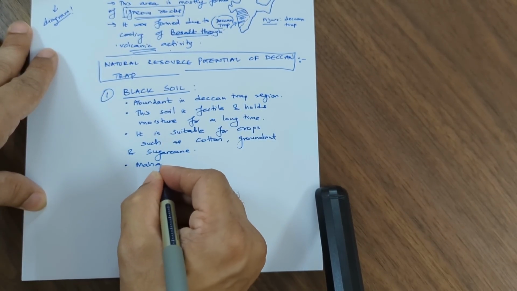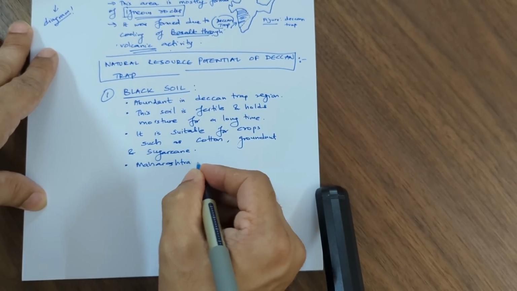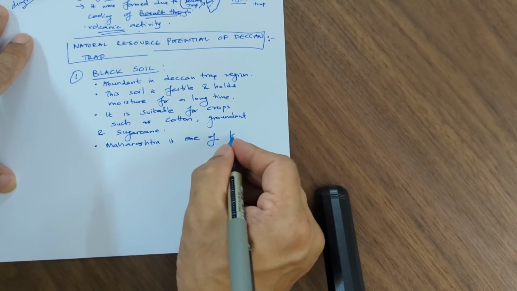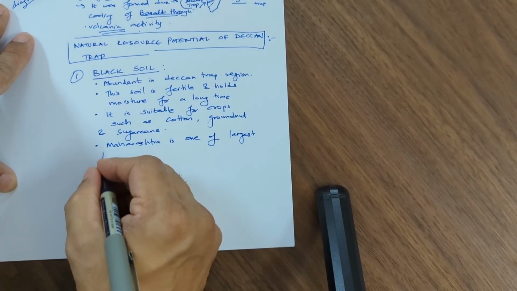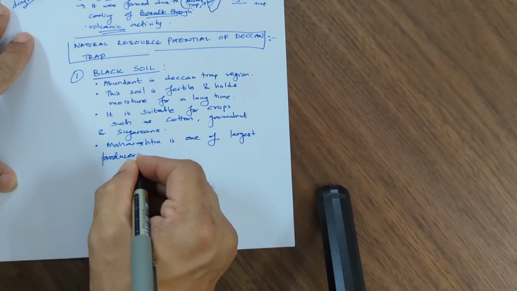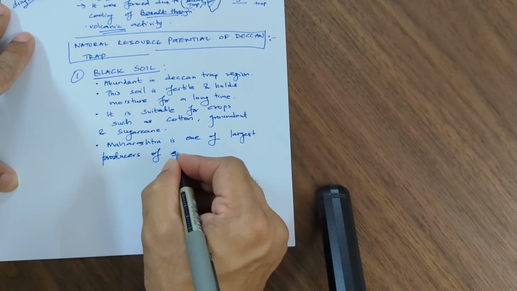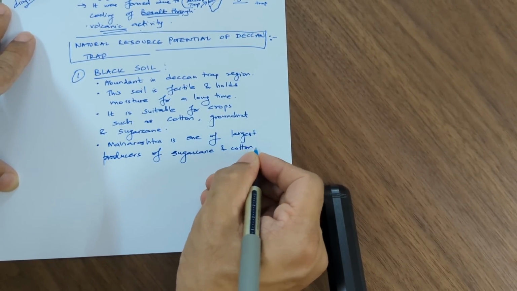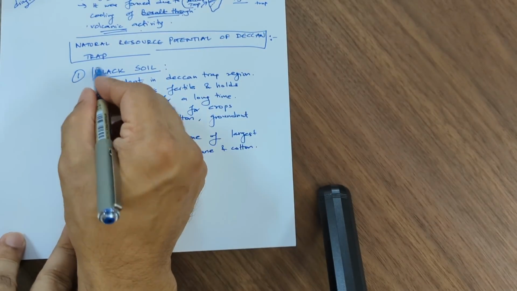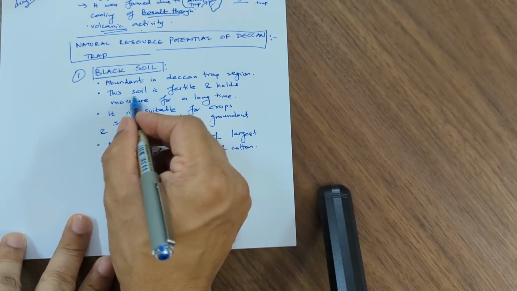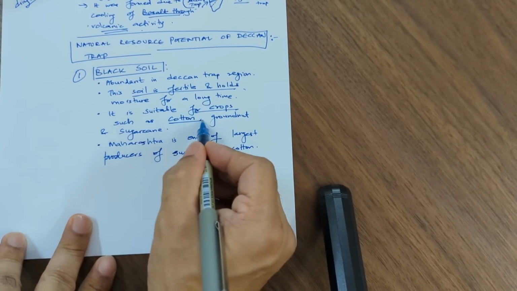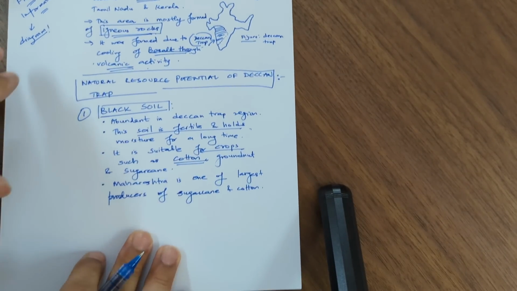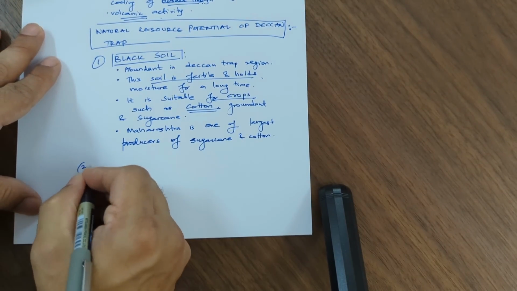Maharashtra is one of the largest producers of sugar cane and cotton. All right. So, black soil is abundant, it is fertile, it is suitable for various crops such as these. So, you can underline that also. So, here see we are first giving soil, which is a very important natural resource obviously.